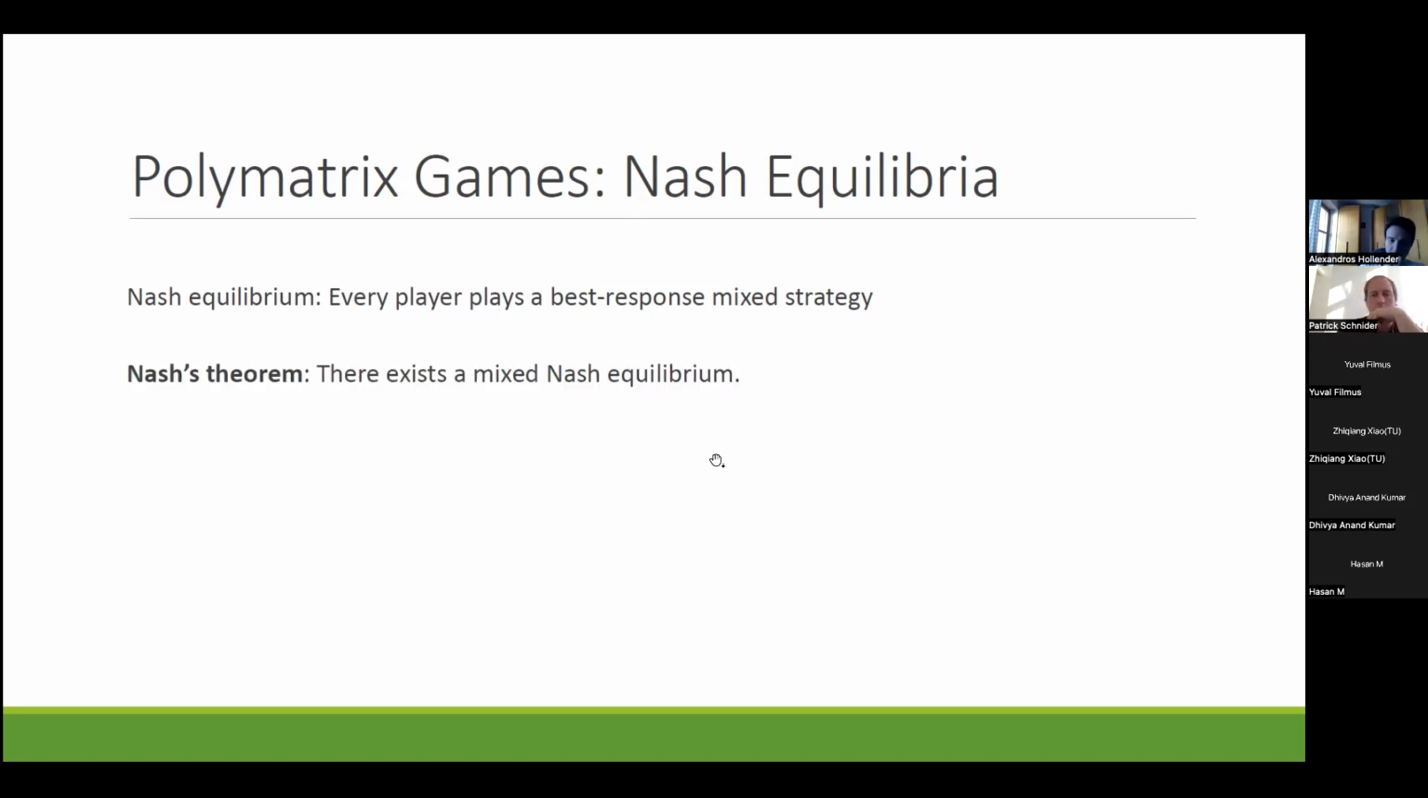Okay, and Nash's theorem says that there always exists at least one mixed Nash equilibrium, where the mixed here means that we have to allow the players to randomize.